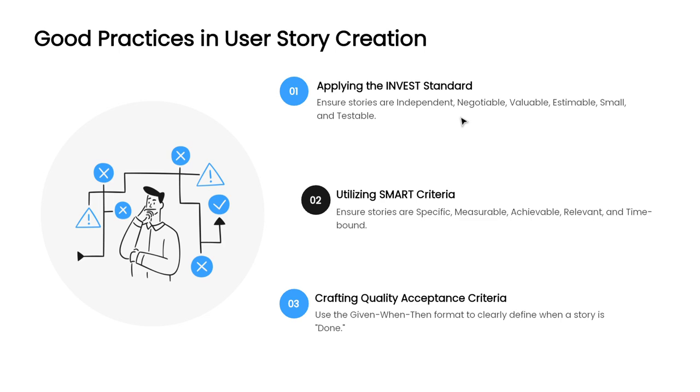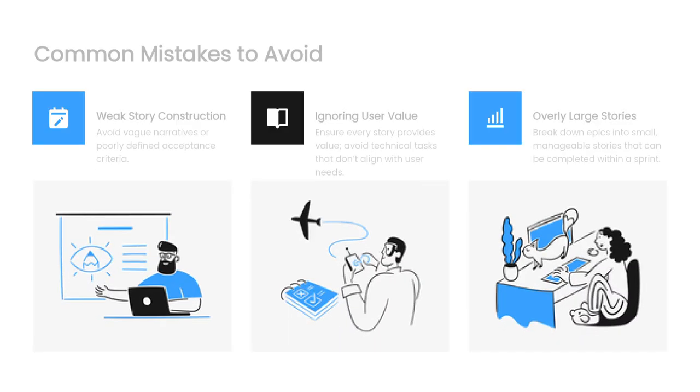Okay. Similarly, the next thing is the SMART criteria that help to ensure your stories are specific, measurable, achievable, relevant, and time-bound. For the acceptance criteria, the Given-When-Then format offers a clear structure that defines when the story is done. Quality acceptance criteria are critical to shared understanding and successful delivery.